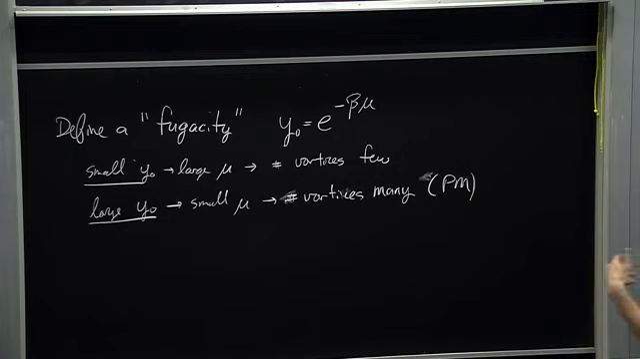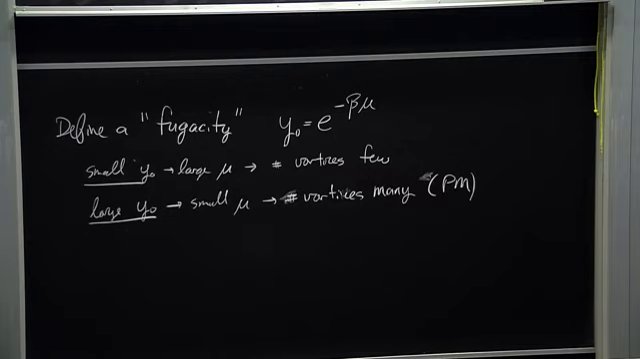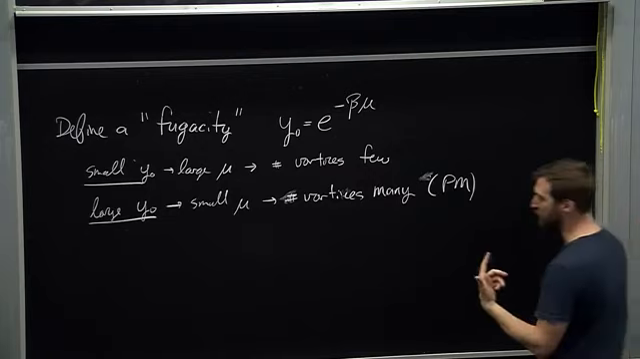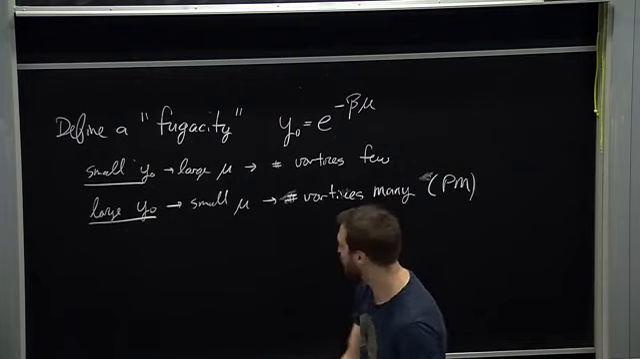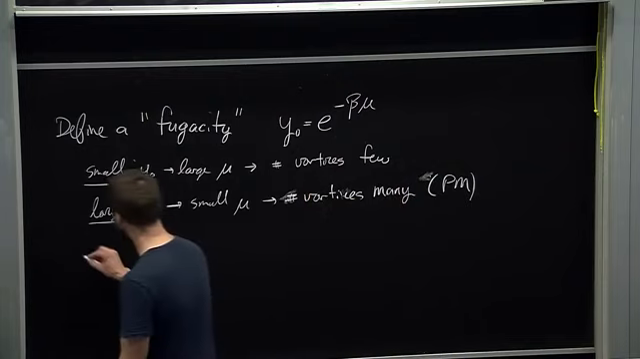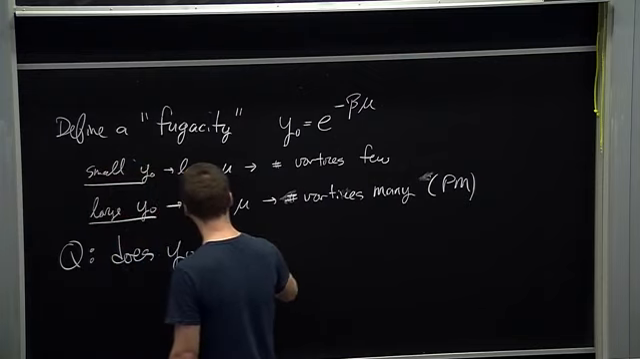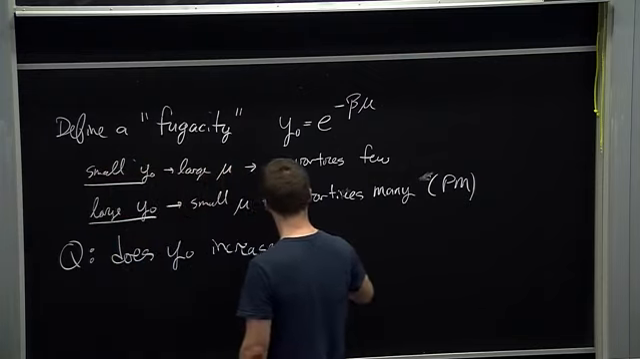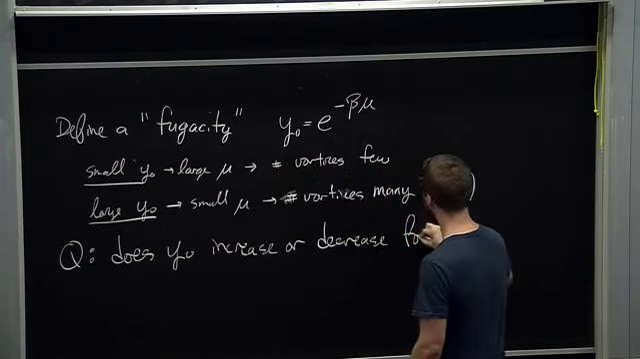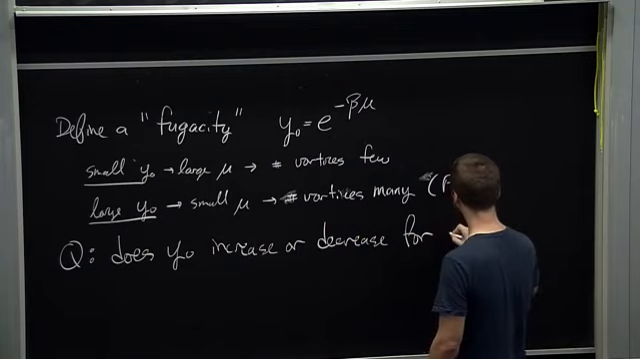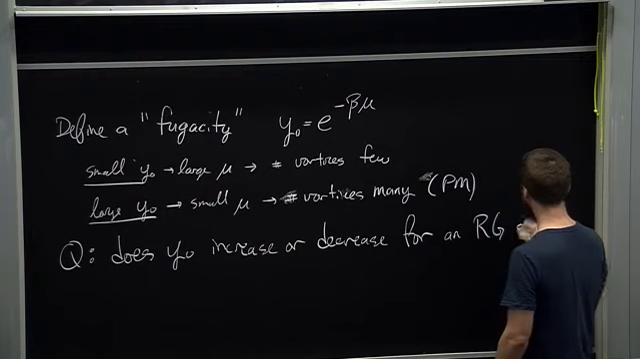So if my RG flows to large y by this definition, or y naught, then that's going to be the trivial paramagnetic phase. And that's what we're interested in, that's the big question: does y naught increase or decrease along RG flows for an RG step?